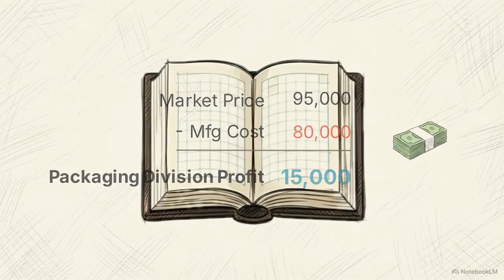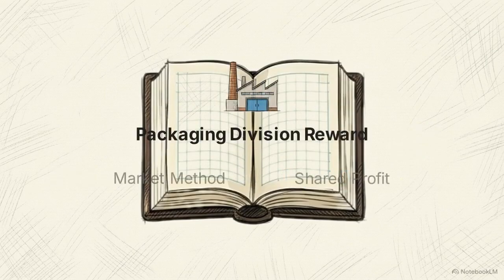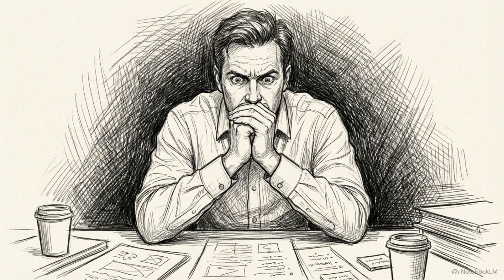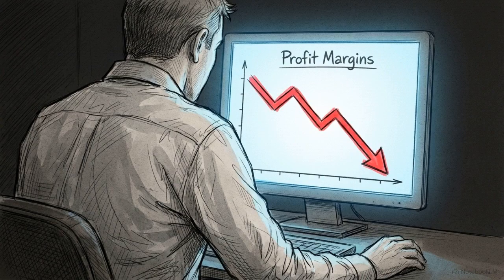The ledger directly contrasts the packaging division's reward under both systems, 15,000 rupees using the market method versus only 12,308 rupees under the shared profit method. The packaging division earns significantly less profit under the shared cost framework. The internal math actively suppresses their performance, and the underlying data reveals exactly why.